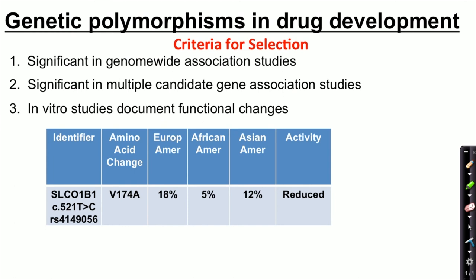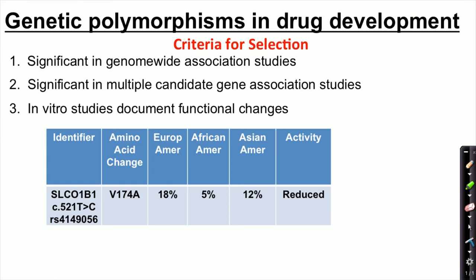So the first transporter polymorphism that met these criteria, and there were only two at that point in time, was SLCO1B1 encoding OATP1B1, and the polymorphism is a coding polymorphism, and that's what this C means.